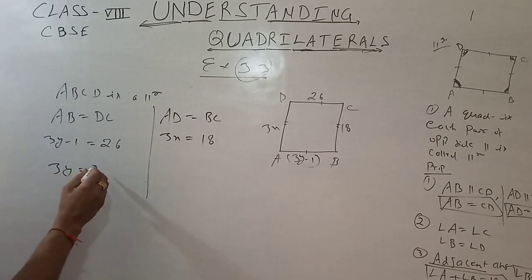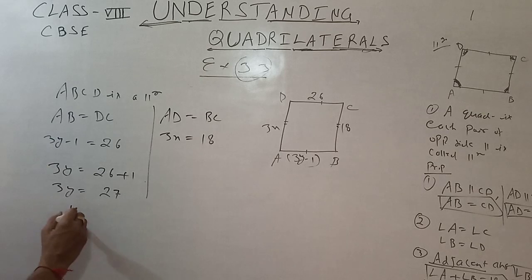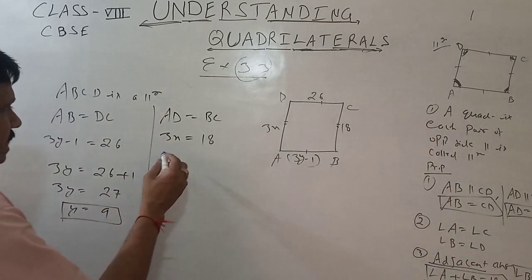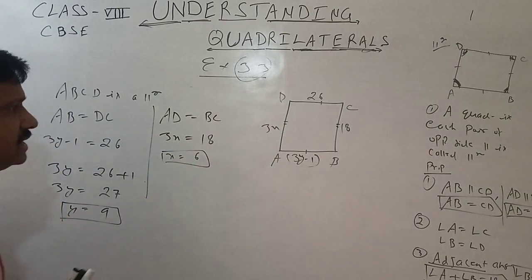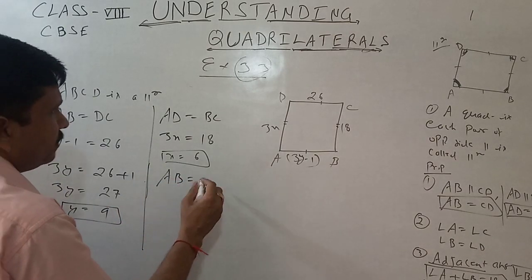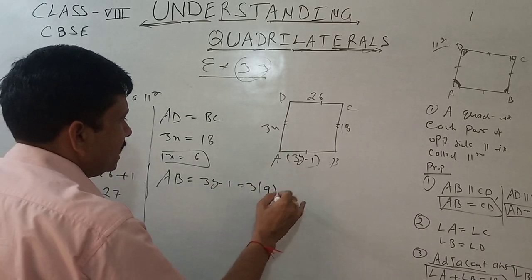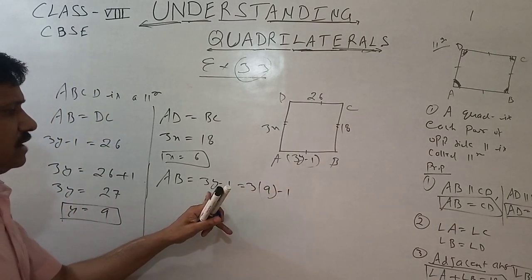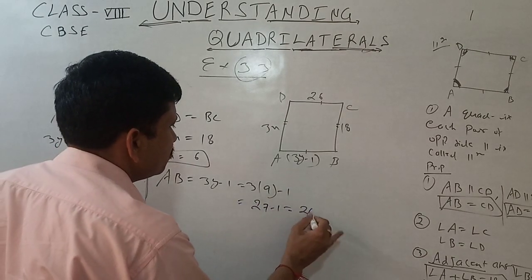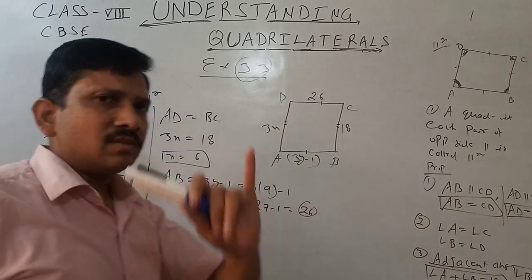Solve it. 3y is equal to 26 plus 1. Then 3y is equal to 27 and y is equal to 9. When you divide 27 by 3, you get 9. And here you get x equal to 6. When you divide 18 by 3, you get 6. So x and y are these. If we want to find the value of AB, that is 3y minus 1. So 3 times y, which is 9, minus 1. So 27 minus 1 means 26. Opposite sides are equal. DC is 26, so AB is also 26.